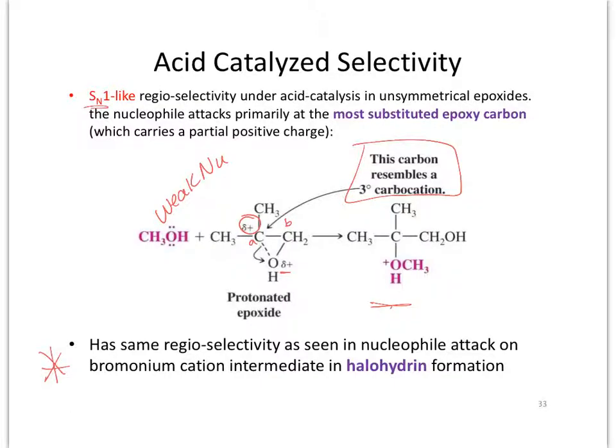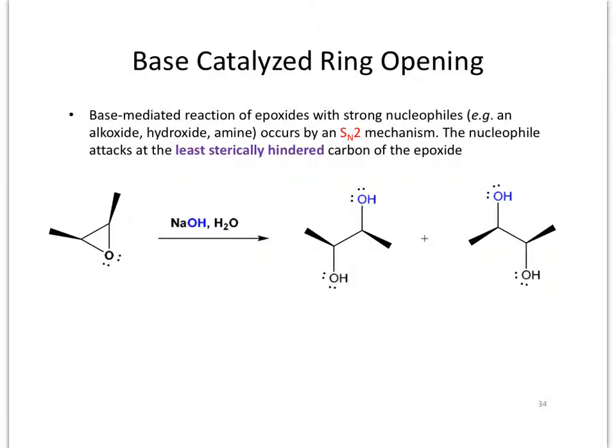So, reiterating, this has the exact same selectivity as the halohydrin. Where you have that bromine, the three-membered ring is positive. And if I had an unsymmetrical one, the nucleophile, in this case the water, would attack that carbon preferentially. So, same idea. As I said, there are two ways we can open the epoxides. So far we've covered the acid-catalyzed ring opening. Next up is the base-catalyzed ring opening, and they do slightly different things, which is why it's important to distinguish them by their conditions.